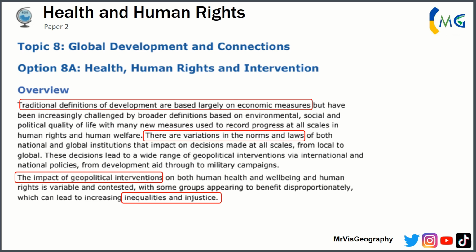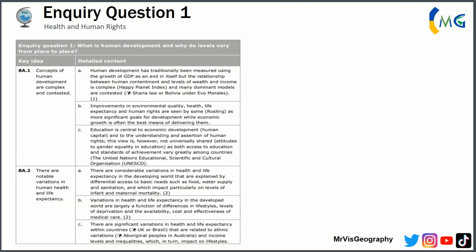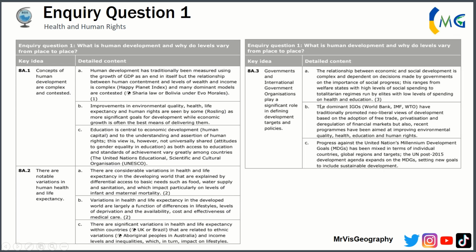Okay, so that's the 4 big themes of this unit: measuring development, the variations in levels of development, the impacts of intervention to address these variations, and how those interventions can or fail to fix inequalities and injustice. Okay, so inquiry question 1 basically looks at what is human development and why do levels vary from place to place. It's divided into 3 big chunks: chunk A, B, and C.